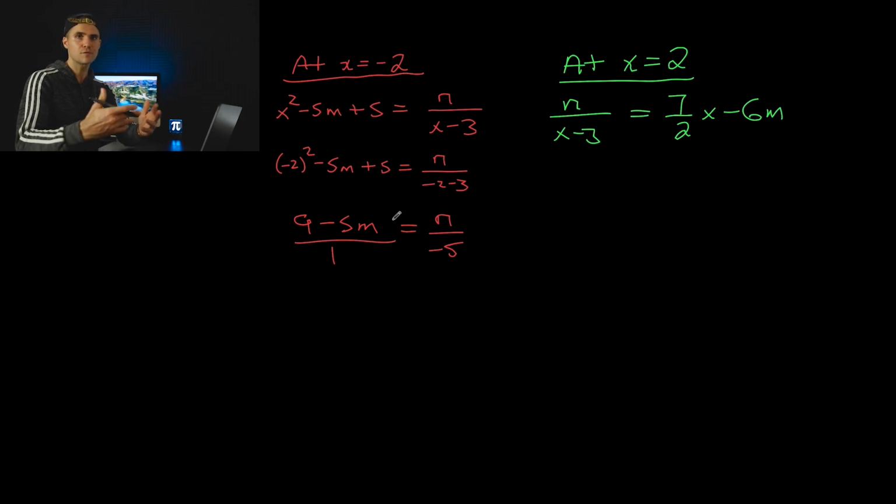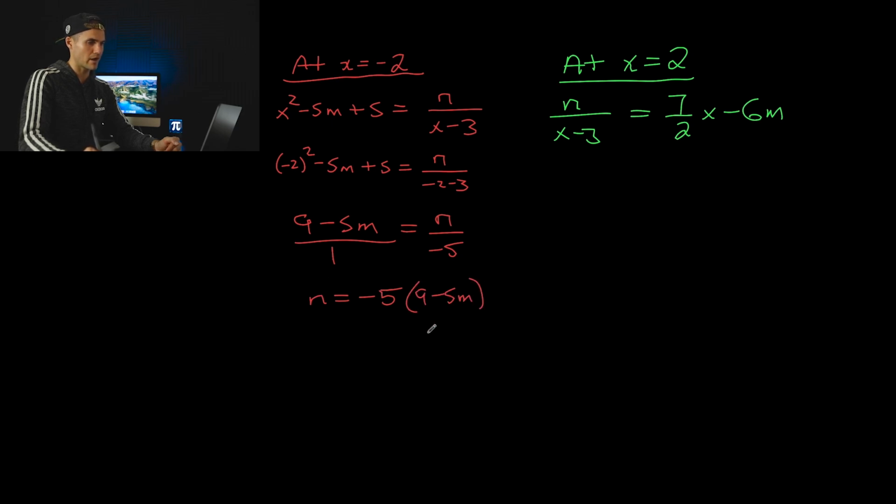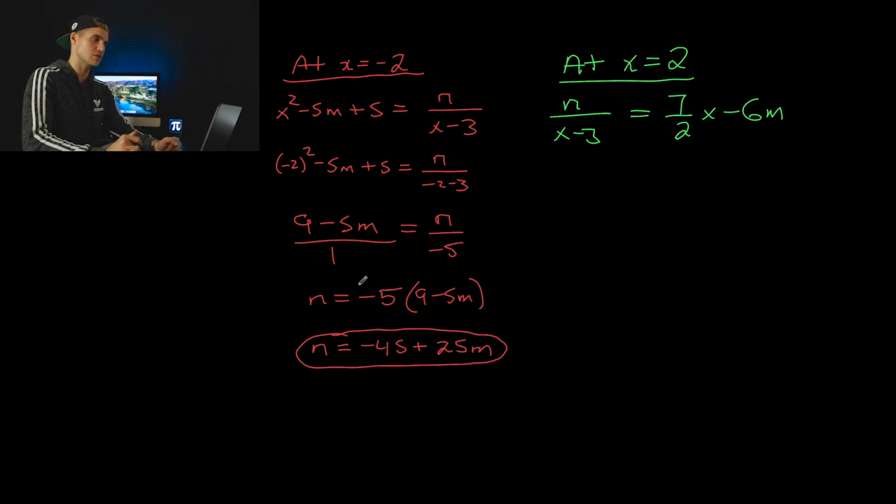Cross multiply. There's different ways to simplify these, so whichever way you're going to do it, just make sure you're getting the same answers that I am at the end. So if I cross multiply, 1 times n is n, -5 times 9 minus 5m, got to put that in brackets. And this is actually nice because we have our n isolated here. So we have an expression in terms of n that we're going to sub in here, but let's first simplify this.